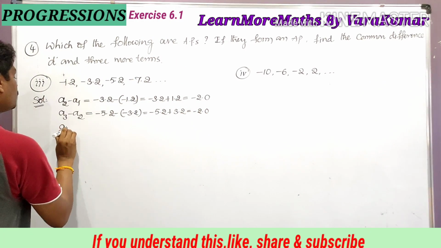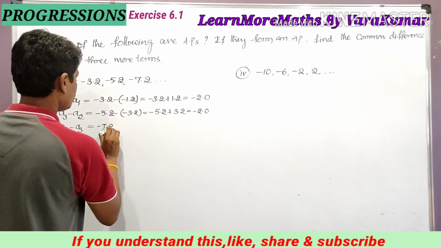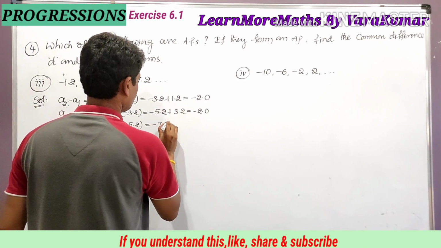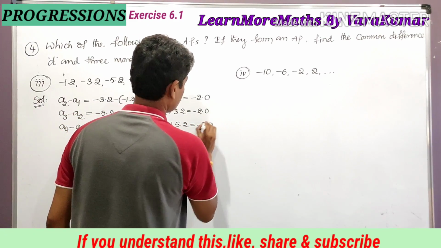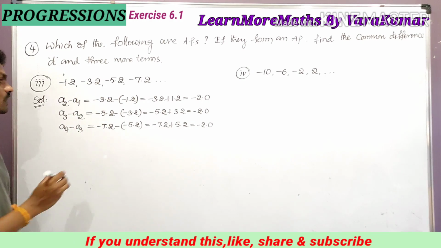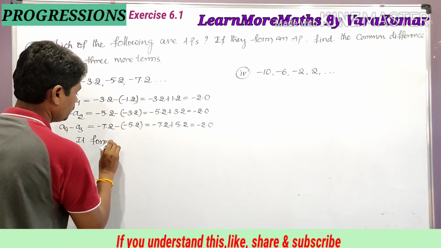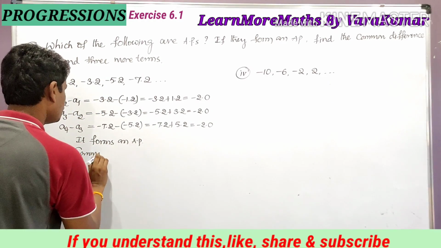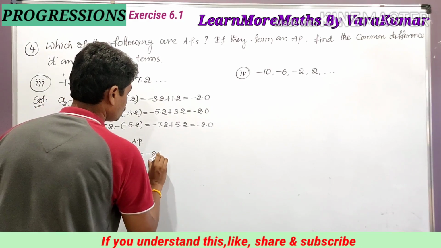In the same way, you have to find A4 minus A3 is equal to, so A4 is minus 7.2 minus A3 is minus 5.2, that is minus 7.2. So here minus into minus plus 5.2, again we can get minus 2.0. So student, here the common difference is equal in each successive terms. So therefore it forms an AP. It forms an arithmetic progression. Therefore common difference. What is the common difference? Common difference small d is equal to minus 2.0.